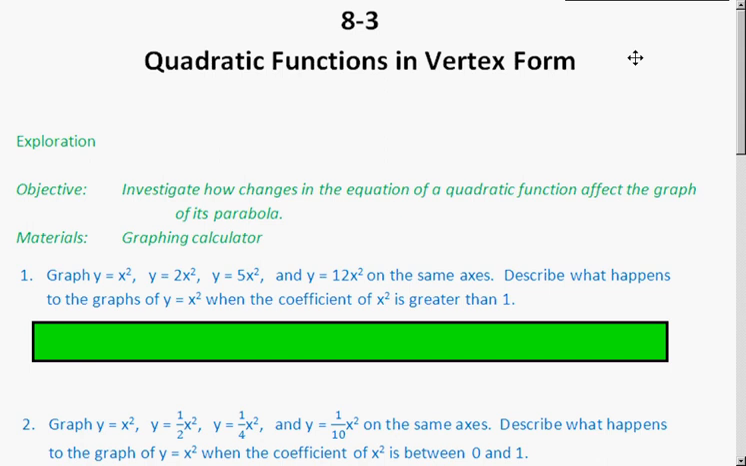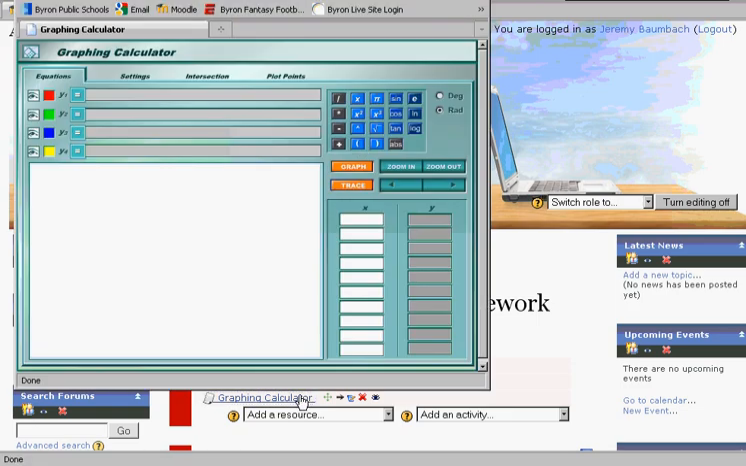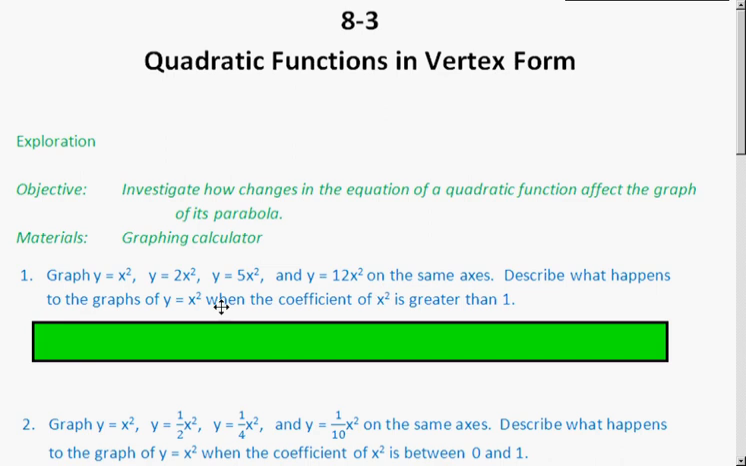So what you'll want to do is make sure that you're logged into the Moodle site and that you're going to be using your graphing calculator here. So we'll have that handy and available. First things first, we're going to look at the first question here. So you'll want to follow along in your packet.